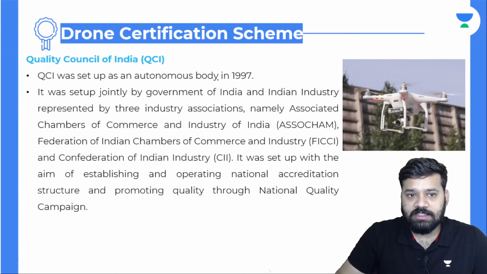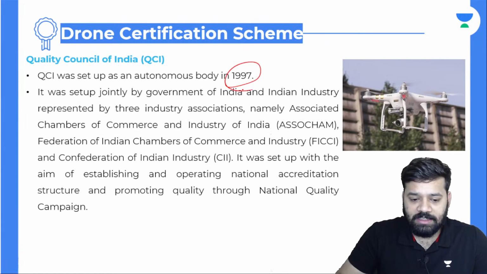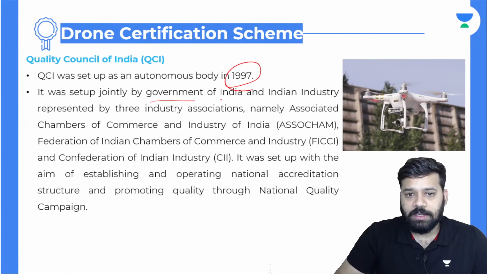Quality Control of India is an autonomous body set up in 1997. It was set up jointly by Government of India and the Indian industry, represented by three industry associations, namely Associated Chambers of Commerce and Industry of India, that is ASSOCHAM, and Federation of Indian Chambers of Commerce and Industry, that is FICCI, and Confederation of Indian Industry, that is CII.